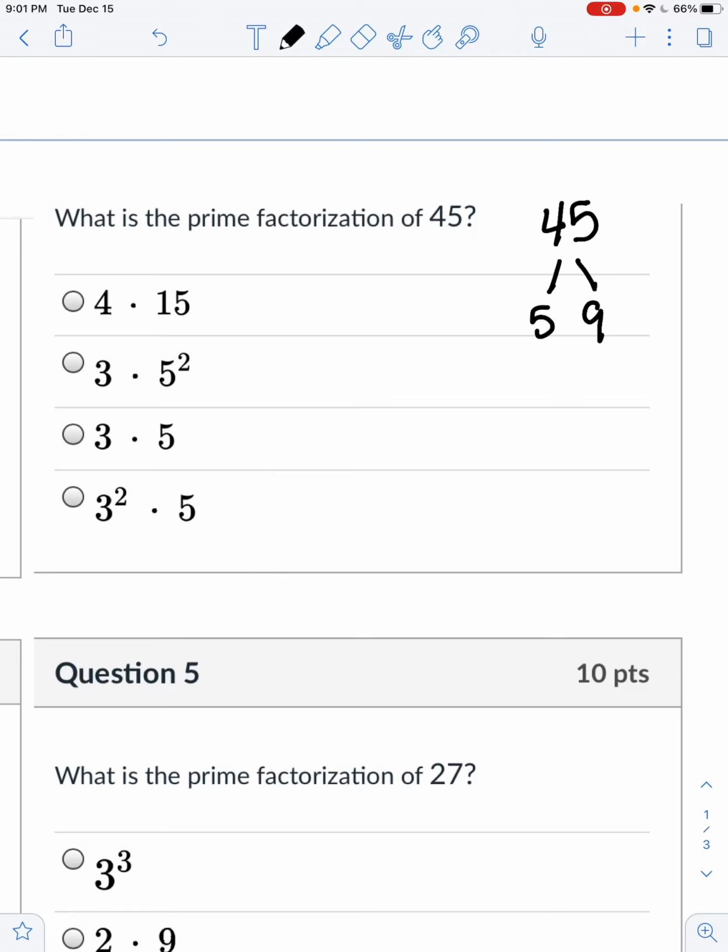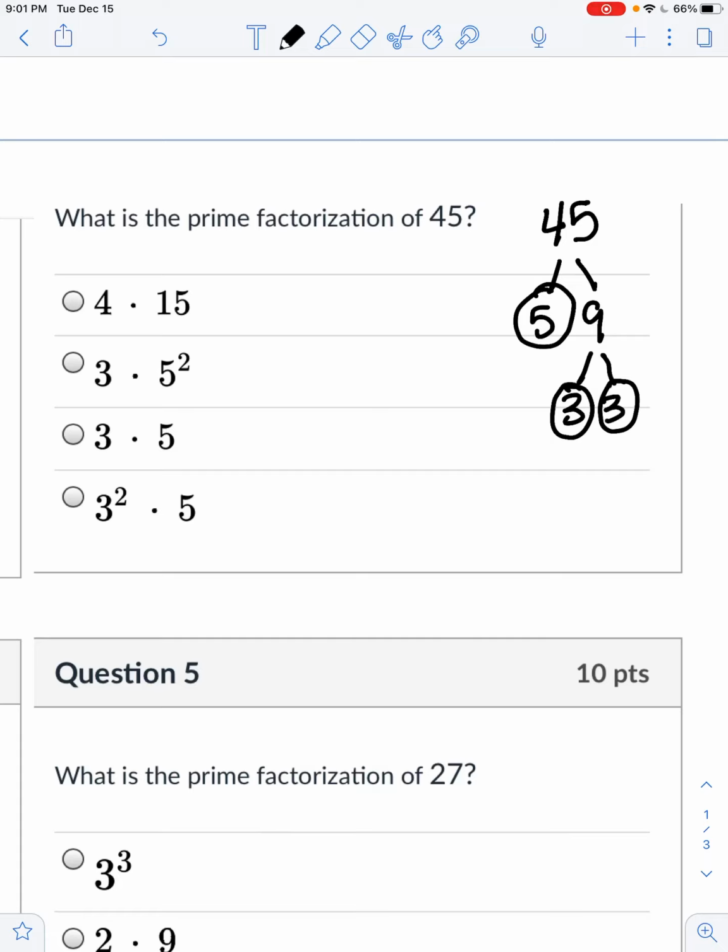Well, I think to myself, is 5 or 9 a prime number? Well, 5 is a prime number, so I'm going to leave 5 as is. I usually like to circle my prime numbers just like that, so I can know that I'm done there. But 9 is not prime. So now I have to multiply two numbers that give me 9. 3 times 3. 3 times 3 gives me 9. So both 3's are prime numbers. So I keep it as is.